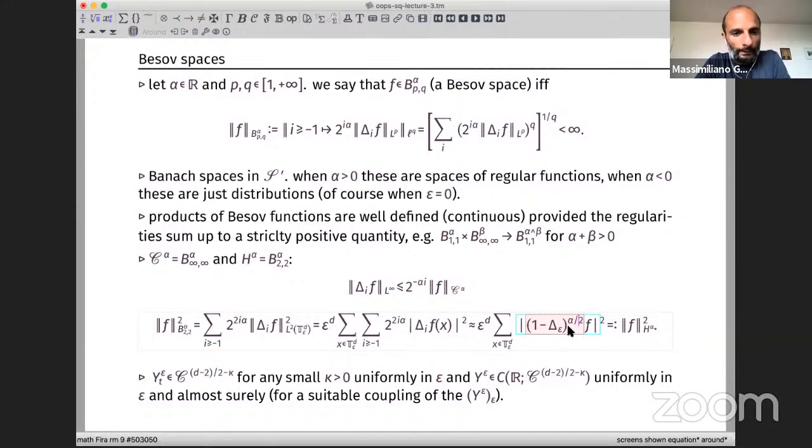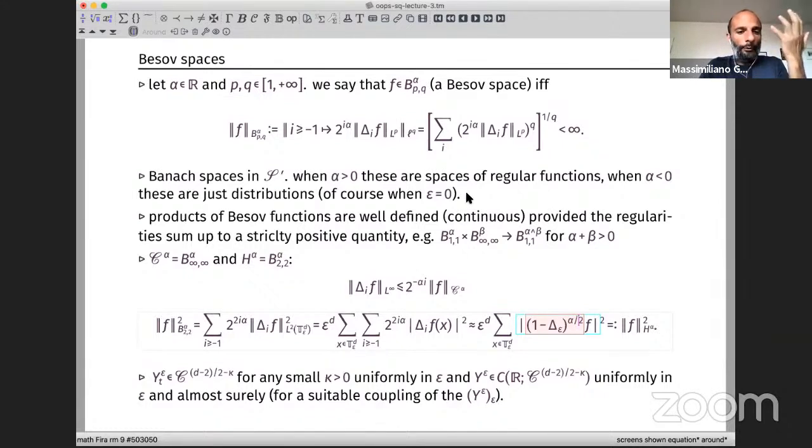So this is the kind of analytic setting I want to use. We will use Besov spaces, and all you have to know, or really understand vaguely about Besov spaces to follow, are the properties I wrote. They are Banach subspaces of S prime. When alpha is positive, these are spaces of more or less regular functions, essentially functions. You can evaluate these distributions at points. When alpha is negative, they're just distributions.